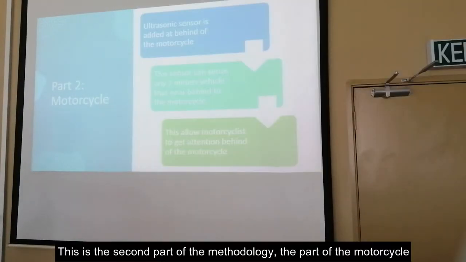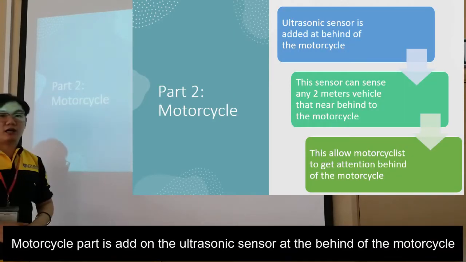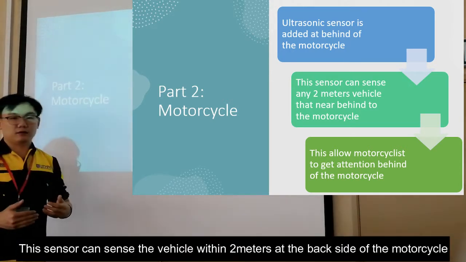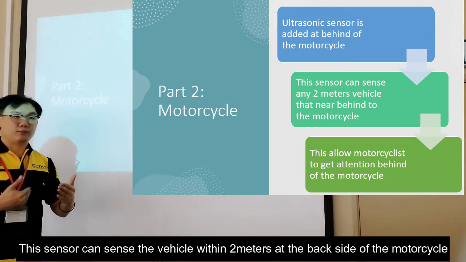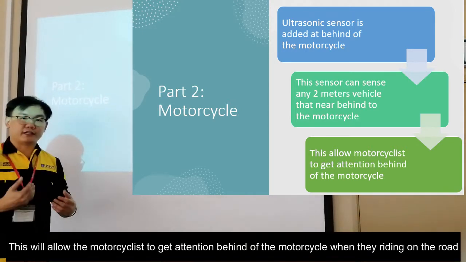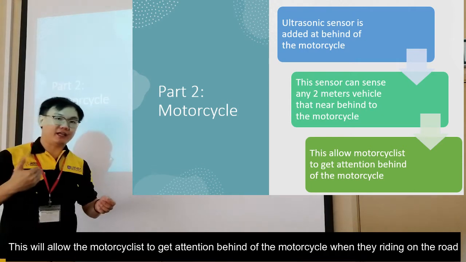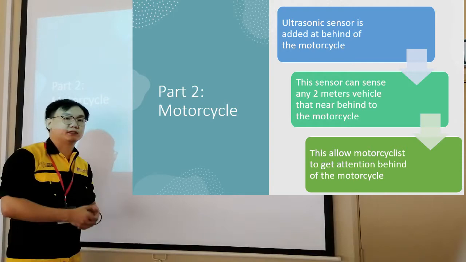Okay, so this is the second part. The second part is the motorcycle. For the motorcycle part, I add an ultrasonic sensor behind the motorcycle. This sensor can sense about 2 meters behind the motorcycle. This allows the motorcyclist to get attention when the vehicle behind is nearer than 2 meters.